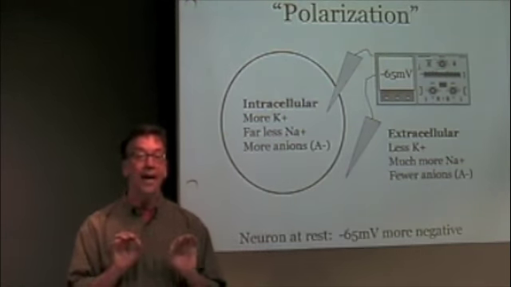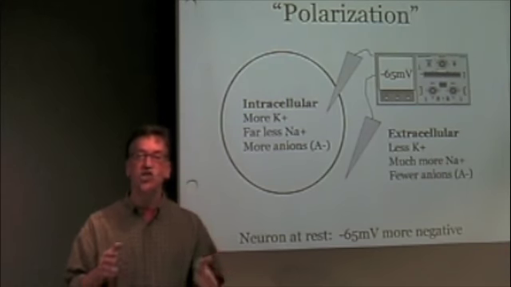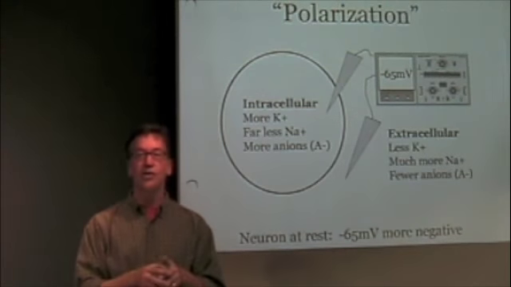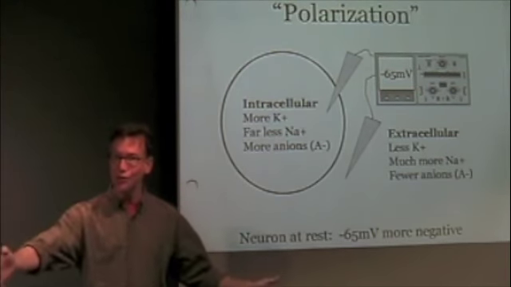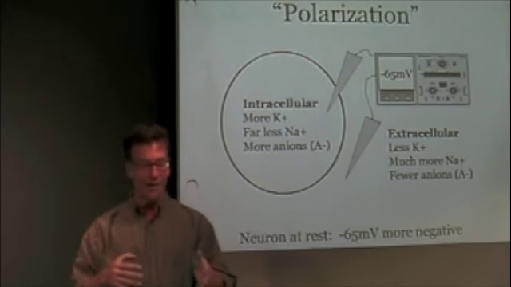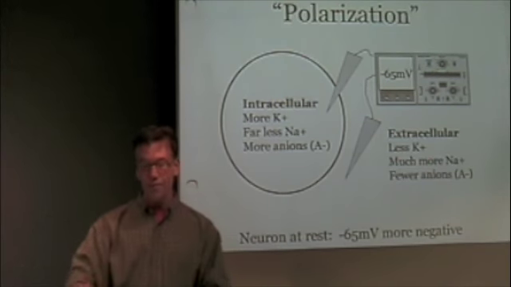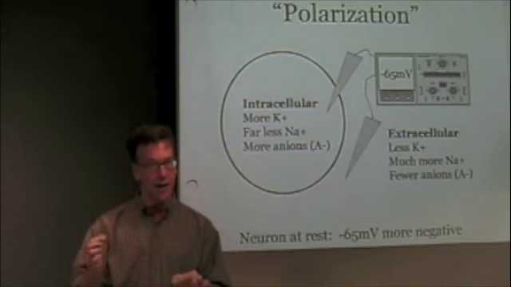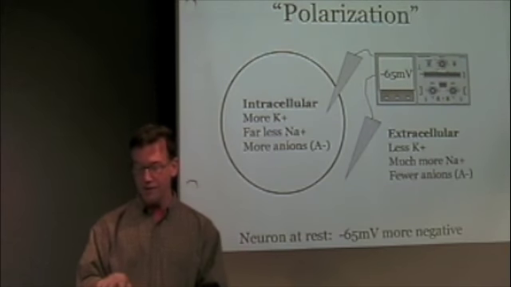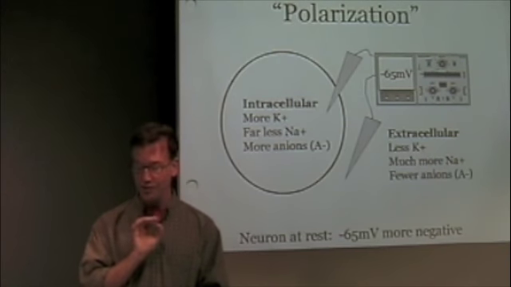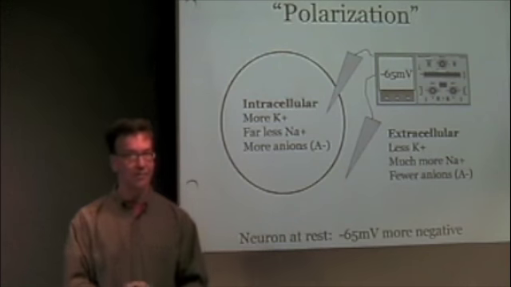Now, that minus 65 millivolts represents a certain level of difference, right, in charge, inside versus the outside. It's a certain level of polarization. There's a polarization here. The inside is different than the outside. There's a certain level, and we measure it in millivolts, right, by putting electrodes in and out. We say that the level of polarization, right, in a neuron at rest is minus 65 millivolts, okay?